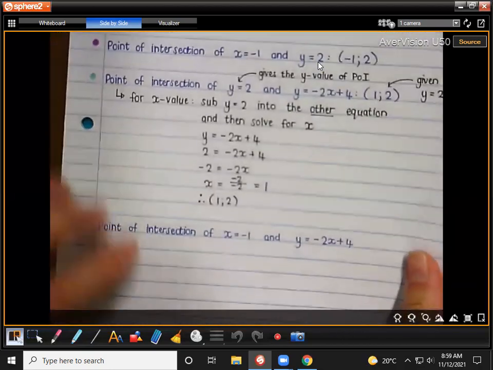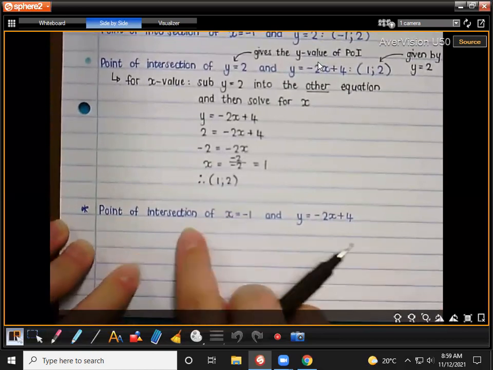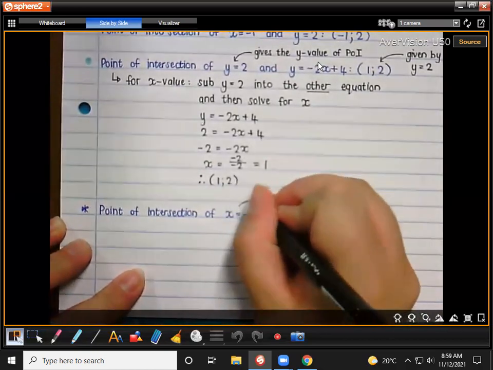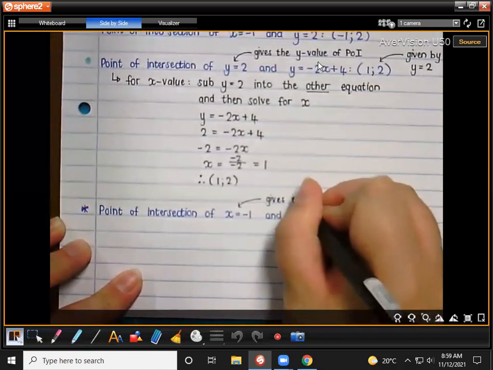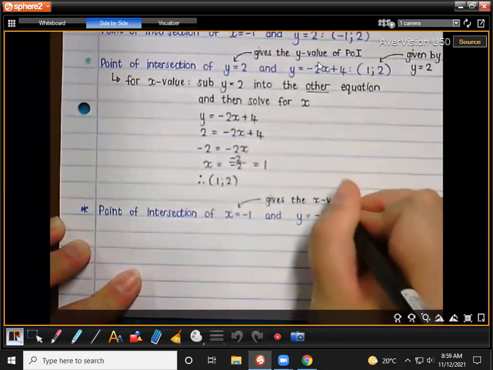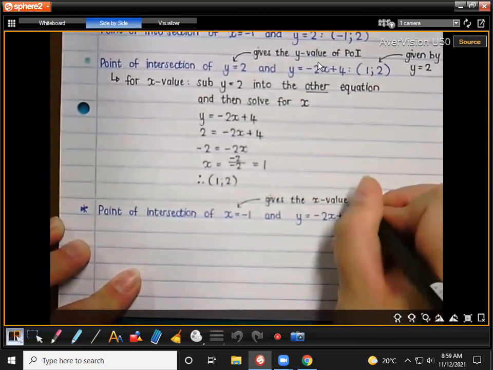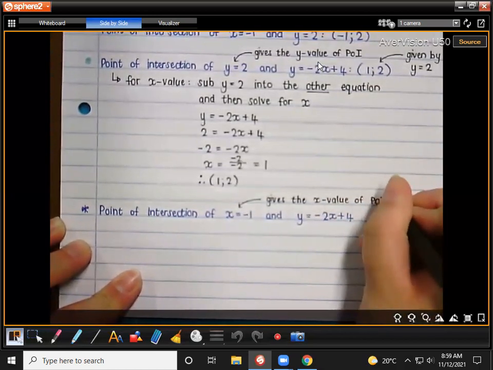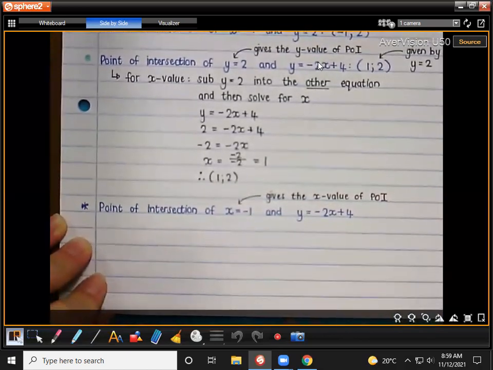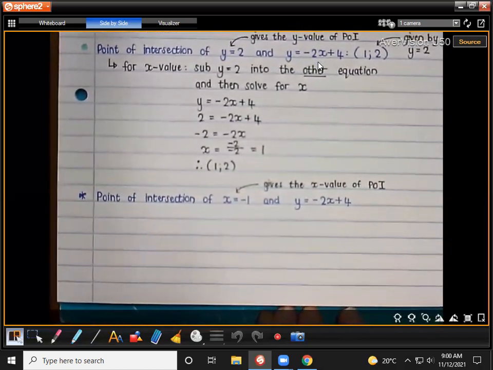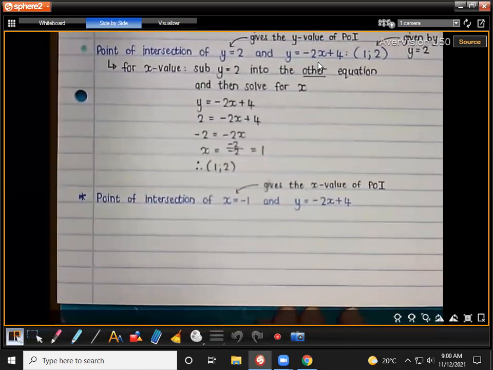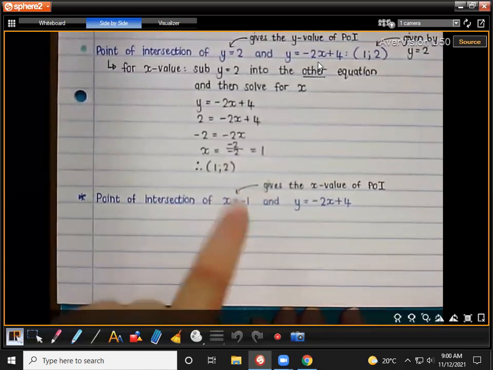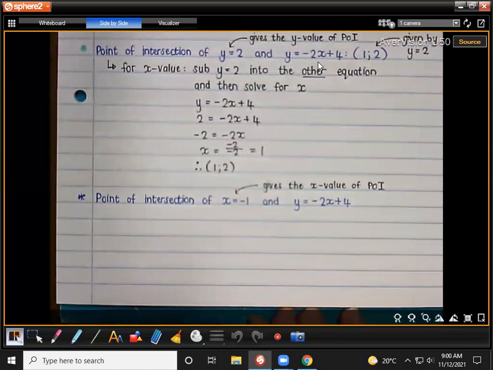All right, so let's write that here. Point of intersection of x equals negative 1. This gives the x value of the POI, the point of intersection. They're telling us x is equal to negative 1. Just like in the previous one, they told us y equals 2. So the y value of our point was 2. Now they're telling us by giving us this equation that x is negative 1. So that is the x value of the point of intersection.